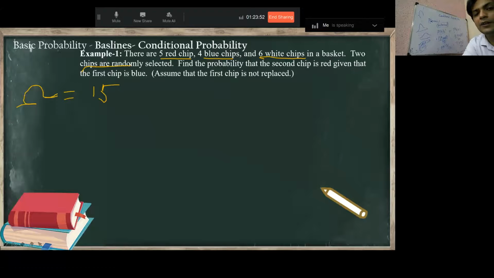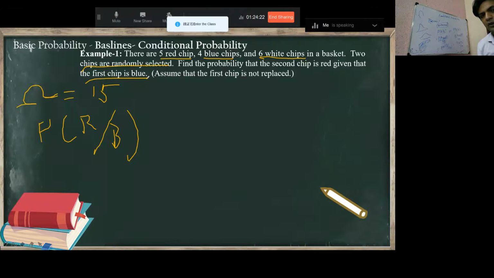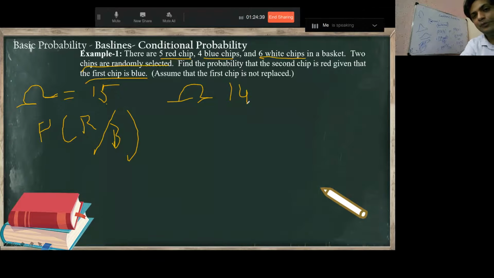Now 2 chips are randomly selected. Find the probability that the second chip is red, given that the first chip is blue. The information about the first chip has already occurred. We have taken one chip from the bag, and it gives us blue. So what is the probability of having the second chip as a red one? Because 1 is gone, the rest of the sample space is 14, right? Because 1 is out of the box. So probability of red given blue: how many red? Red are 5 chips. So 5 by 14. Do you understand? That's one example.